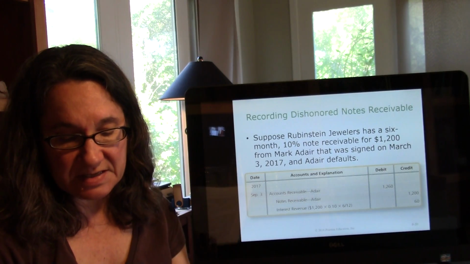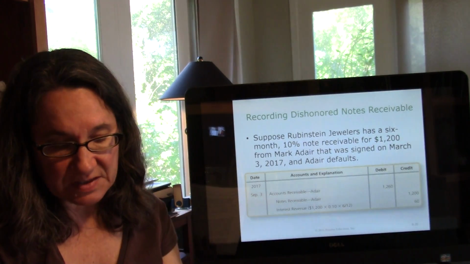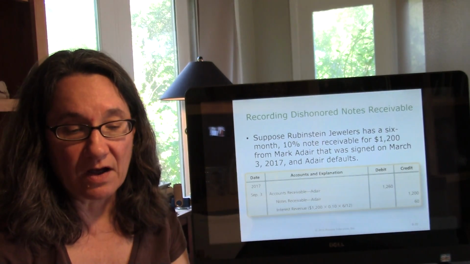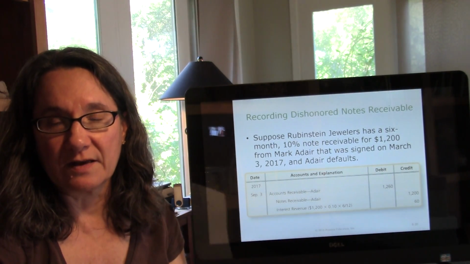So even though the note has expired, they still owe you. Rubenstein will then bill Adair for the account receivable. This also allows Rubenstein to eventually write off using either direct write-off or allowance, however they work that.